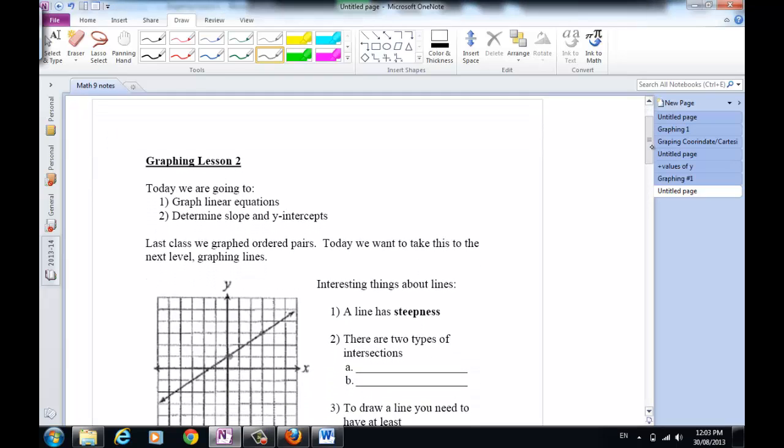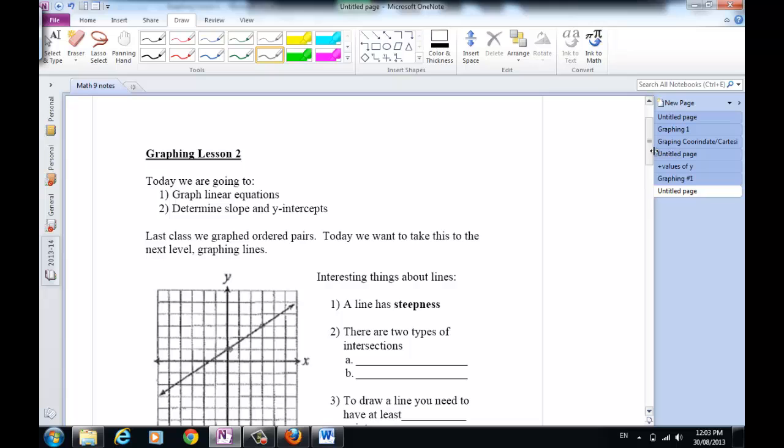So we're doing our second lesson today. We are going to graph linear equations, and we're also going to determine the slope and the y-intercepts. So again, we have seen this before, but it's super important, so we're going to go through it again. Alright, so last class we graphed ordered pairs, and today we're going to take this to the next level. We're going to look at graphing lines.